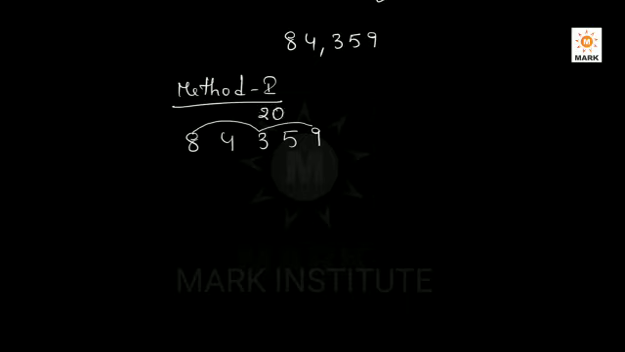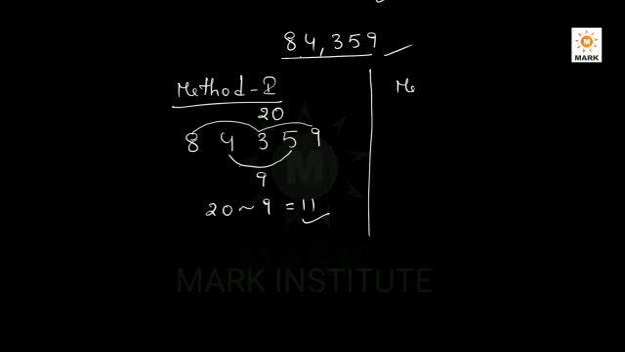So what is the sum of the numbers which are in the even positions? 4 plus 5, that is 9. So what is the difference of 20 and 9? That is 11. That means this number is divisible by 11. Or else you can go by method 2 also.